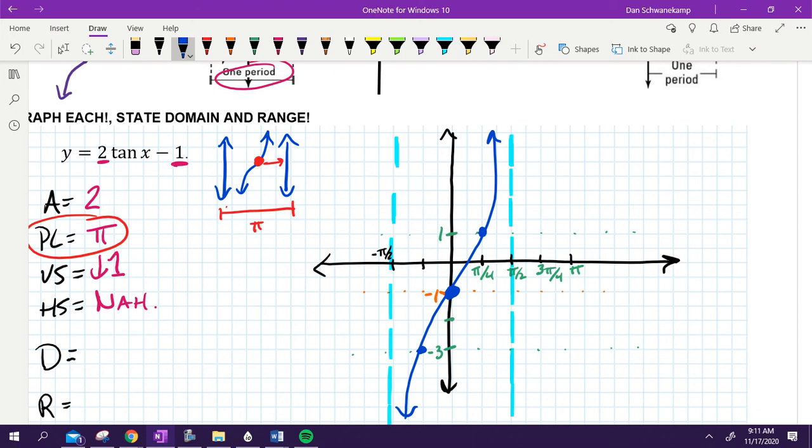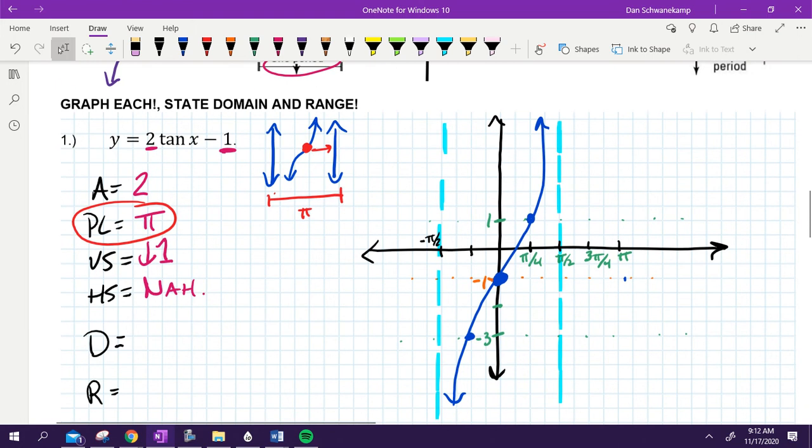This graph would keep repeating forever. Okay. You would have another one that goes right here that would do all of this. And you would have another one over here that would do the same. Okay. We are graphing a very basic version of just one period length. I might ask you to graph 2 or 3. You can do that. It's just repeating. Questions on that part? That's our tangent graph.